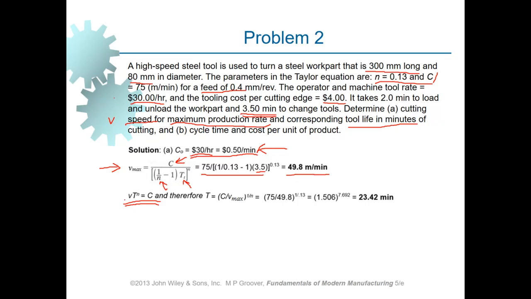If we have the value of V, which is just computed, the value of V is 49.8. Values of N and C are all given in the statement of the problem. So we rearrange the equation for T, substitute the values of V, N, and also C, everything in this, which is giving us the tool life for this given problem. And that comes to 23.42 minutes. So if we make use of this cutting speed, then this will be the expected tool life for this given problem.